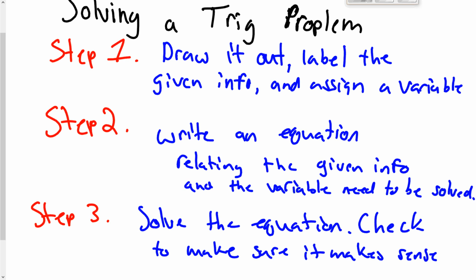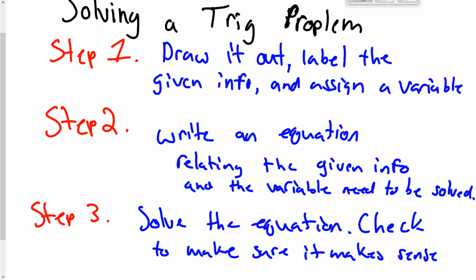Label that variable. Then write your equation relating what you're given, either angle and side, or maybe two sides, and the thing that you're trying to find, the variable or the side or the angle. Then go ahead and solve that trig equation. They all are going to be trig equations. And then check to make sure that makes sense.